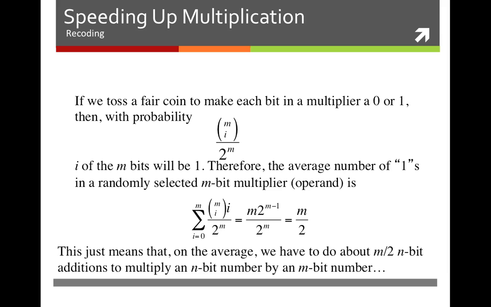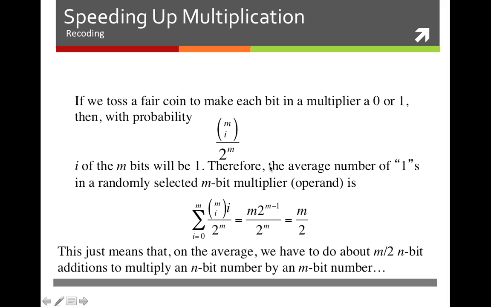look at the number of 1 bits that we might actually have in an arbitrary or randomly drawn multiplier. So if we toss a fair coin to make each bit in an n-bit multiplier a 0 or 1, then the total number of patterns will be 2 to the m, and I of those will be 1. This is the probability. We want I of those bits to be 1. This is the number of positions, m choose I positions. We want those positions to be 1, the other positions to be 0. This is the probability of that.